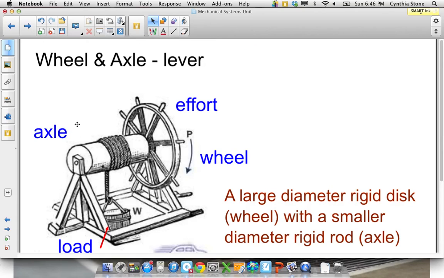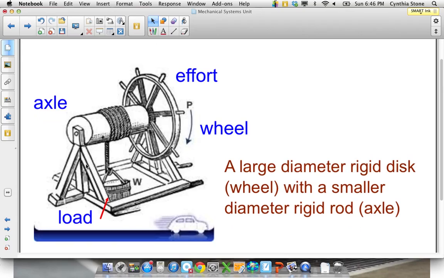Okay, just another one is the wheel and axle. In the wheel and axle, the idea is that you're spinning. Here's my wheel, here's my axle, and you spin it, and it makes lifting the load easier than it would otherwise be.